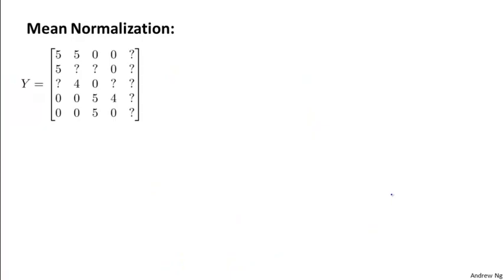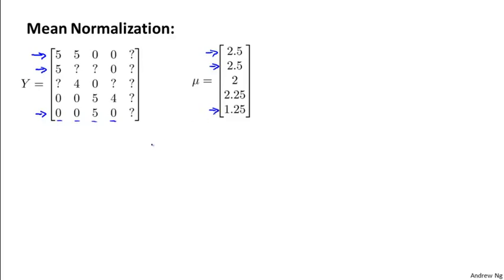Now, to perform mean normalization, what I'm going to do is compute the average rating that each movie obtained, and store that in a vector that we call mu. So the first movie got 2 5-star and 2 0-star ratings, so the average of that is a 2.5 star rating. The second movie had an average of 2.5 stars, and so on. Then the final movie had 0, 0, 5, 0, and that averages out to an average of 1.25 rating. And then what I'm going to do is look at all the movie ratings, and subtract off the mean rating.